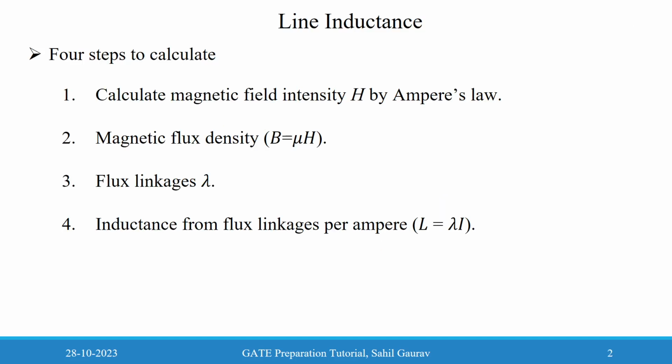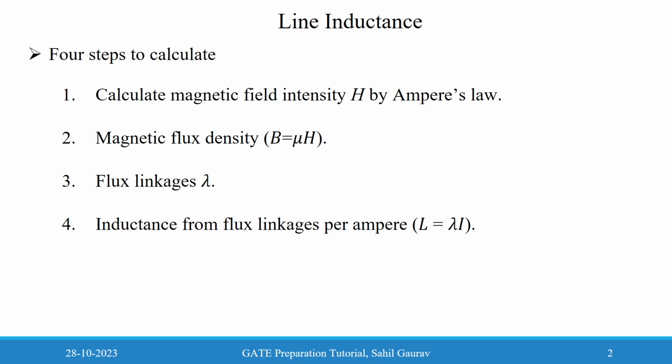First we will see what the four steps are to calculate the line inductance. First, we need to calculate the magnetic field intensity, and that is done by Ampere's circuital law. Then we will find the magnetic flux density using the expression: magnetic flux density is equal to permeability multiplied with the magnetic field intensity, that is B = μH.